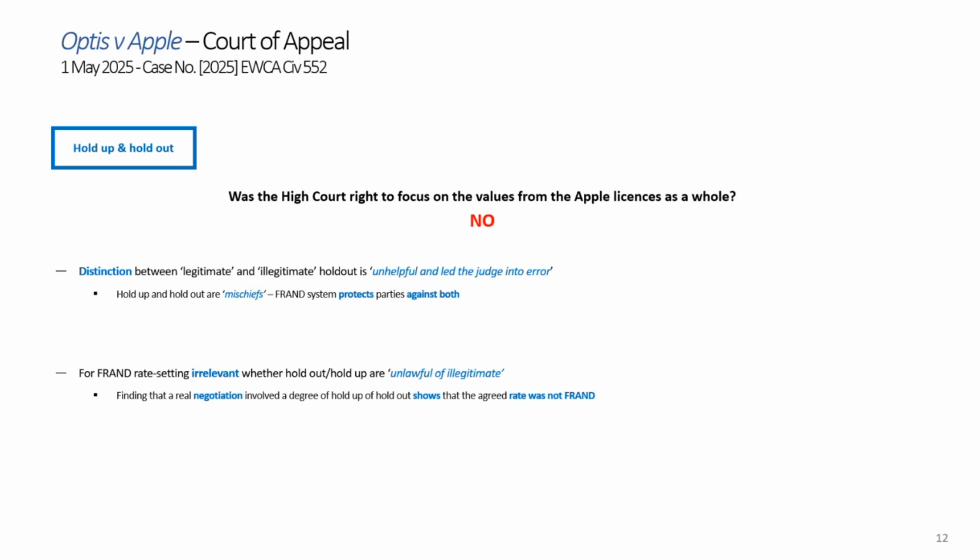So asking yourself in this context whether a license should be used as a comparable or not, whether there had been unlawful or illegitimate holdout, so whether you have, let's say, crossed a line, which is also hard to define, is nevertheless a question that is not really valid in the FRAND rate setting context, because any degree of holdout would make the license not comparable, at least would make clear that the license is not FRAND.